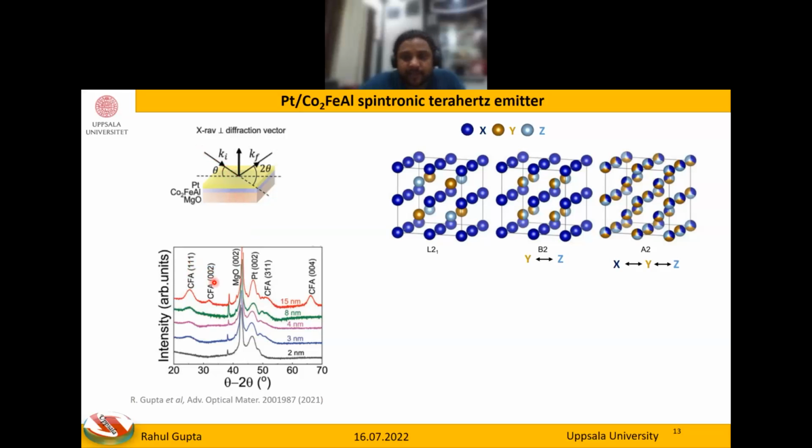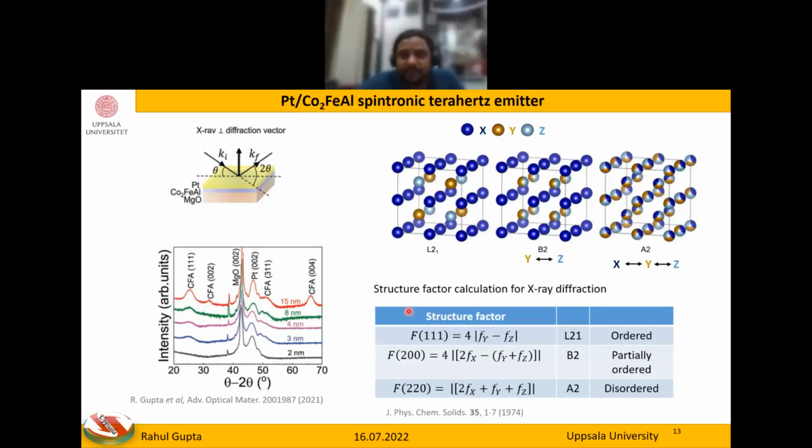If we look at the structure factor calculation for X-ray diffraction, one would see that if the atoms are perfectly placed at the proper positions, we will get this ordering and also this. And if the Y and Z atoms are intermixed, then this factor will cancel to this factor, and then you get only the B2 type of structure. So from this XRD measurement, what we found is a mixed phase of B2 and L21.